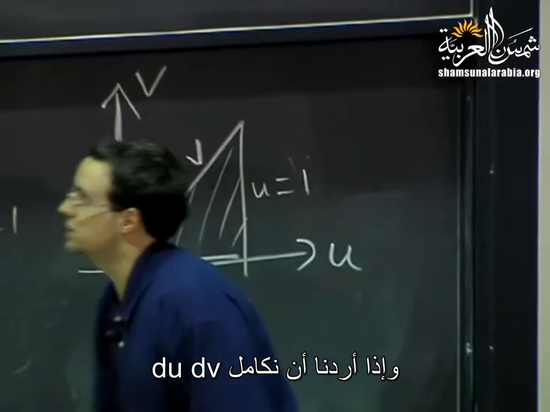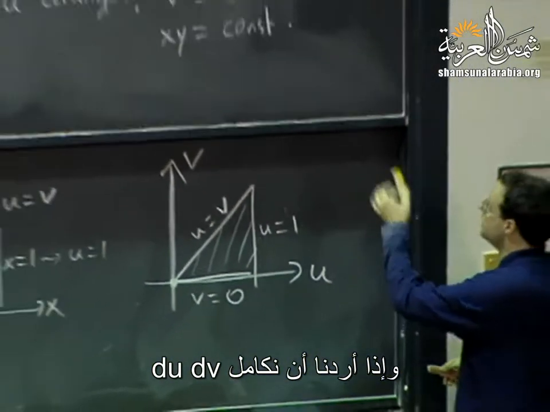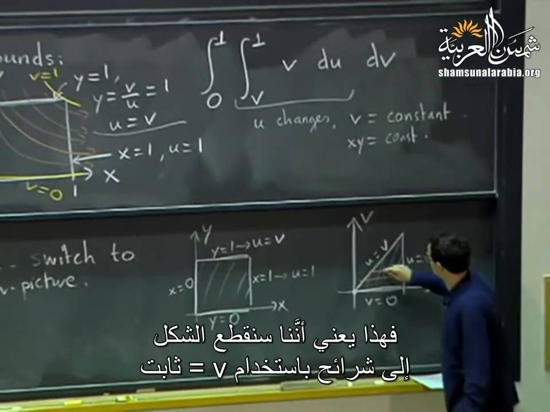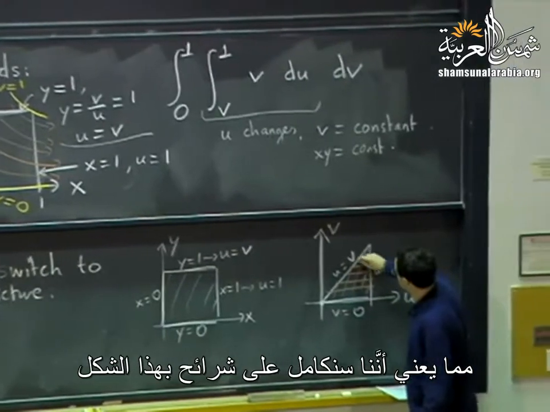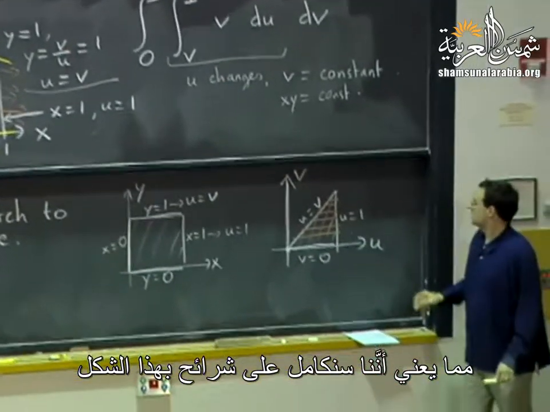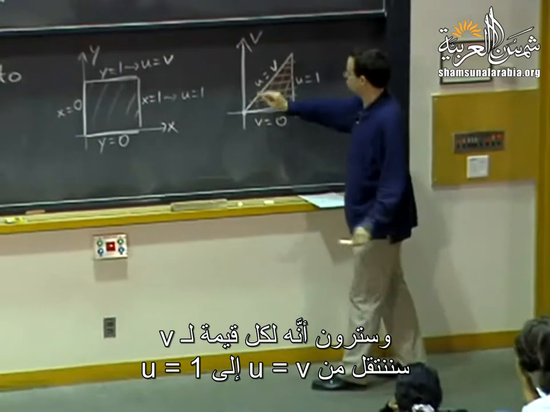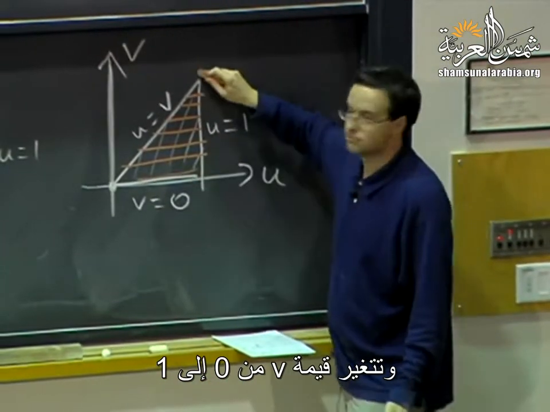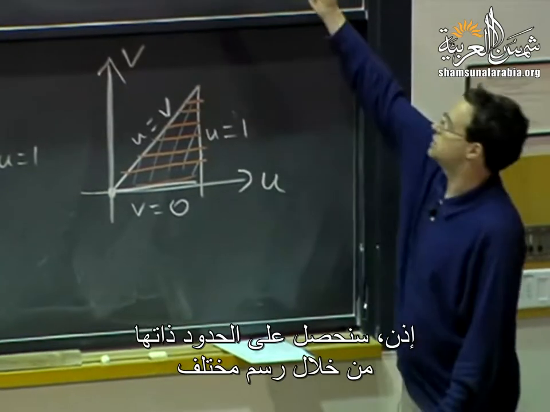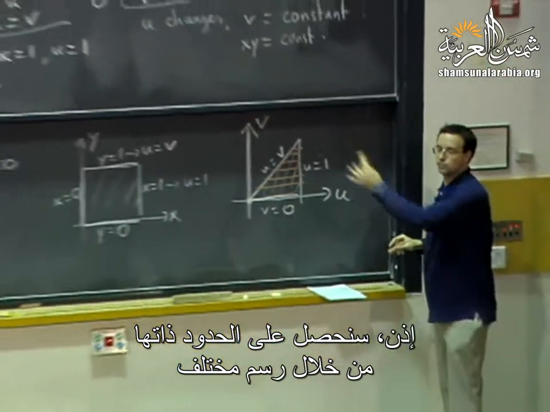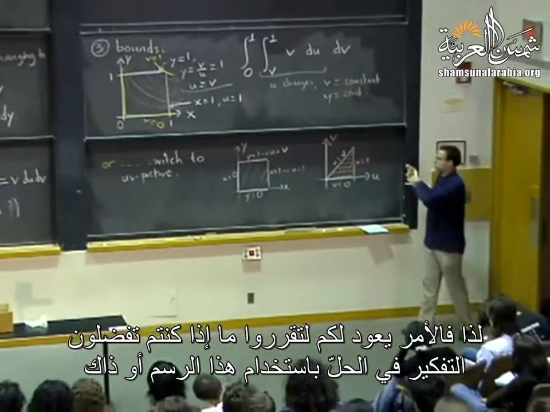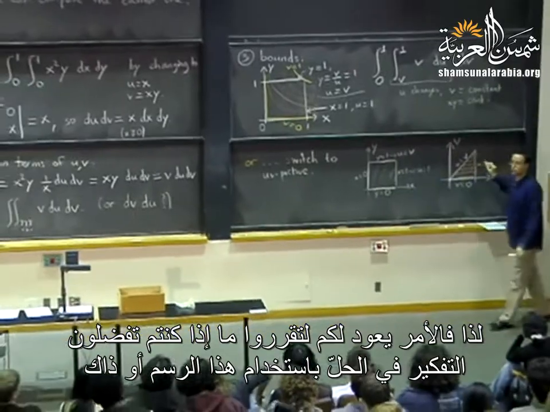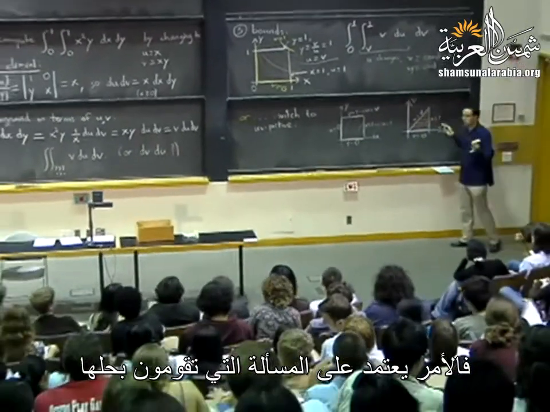And now, if we want to integrate du dv, it means we're going to slice by v equals constant. So we're going to integrate over slices like this. And you see for each value of v, we go from u equals v to u equals 1. And v goes from 0 to 1. So you get the same bounds just by drawing a different picture. So it's up to you to decide whether you prefer to think on this picture or draw that one instead. It depends on which problems you're doing.